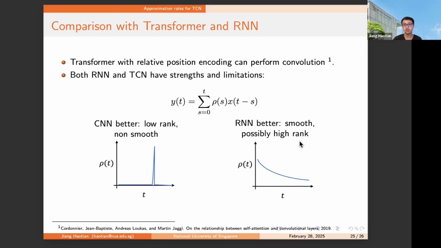However, on the right-hand side, RNN is better than CNN. This kind of kernel is smooth and exponentially decaying. So based on the approximation result, RNN can learn this one very efficiently. But this one is of high rank, and we observe that convolution networks with small channel size find it very hard to learn this kind of target.